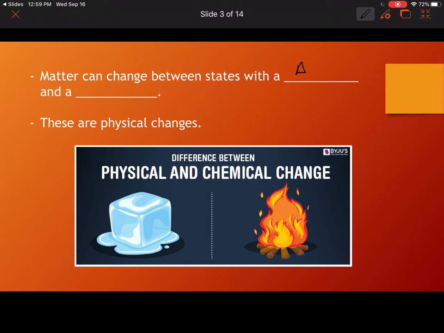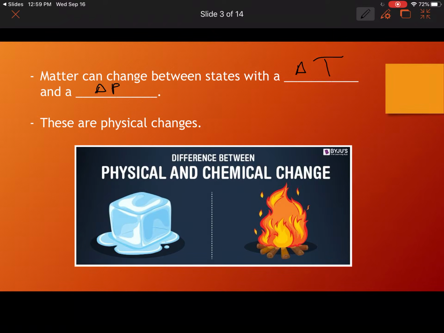So matter can change between states with a change of... if you were in class, I'd ask you to think of it, and most of you would come up with a change in temperature, right? If we change the temperature, we can usually change states. Well, we can always change states if you get the temperature hot enough or cold enough. But there's also a change in pressure that can change states, and that's because of the pressure pushing against the particles and changing them that way.